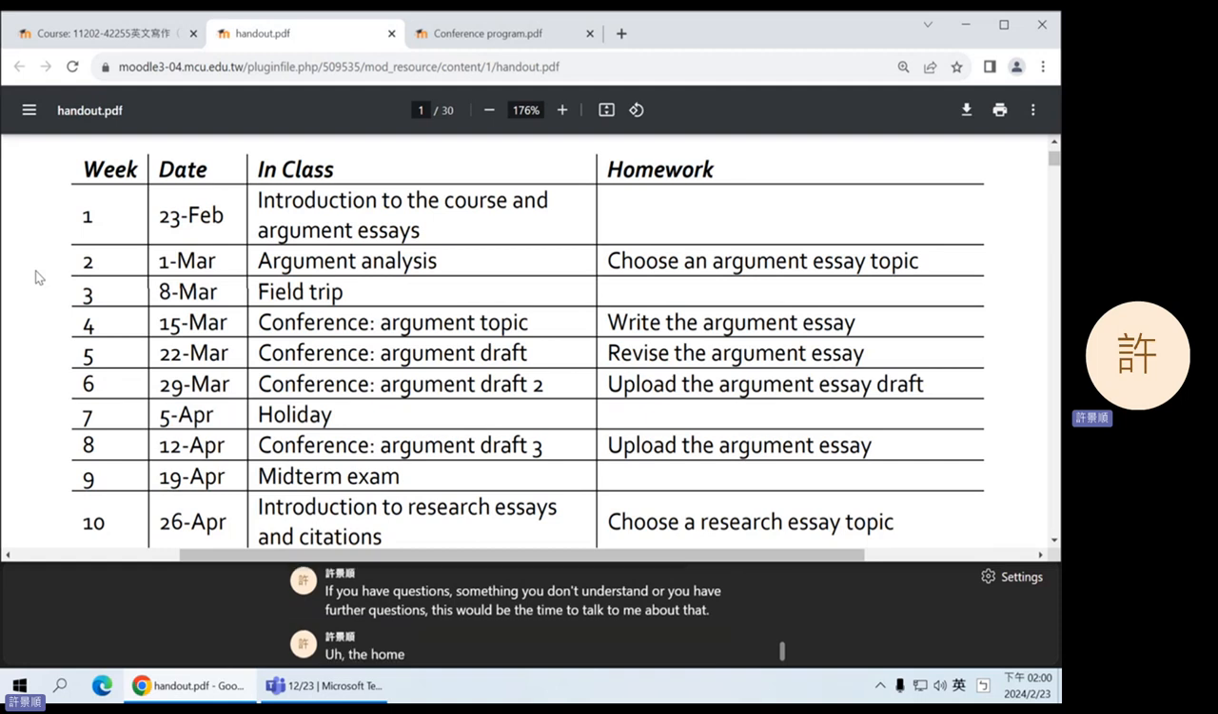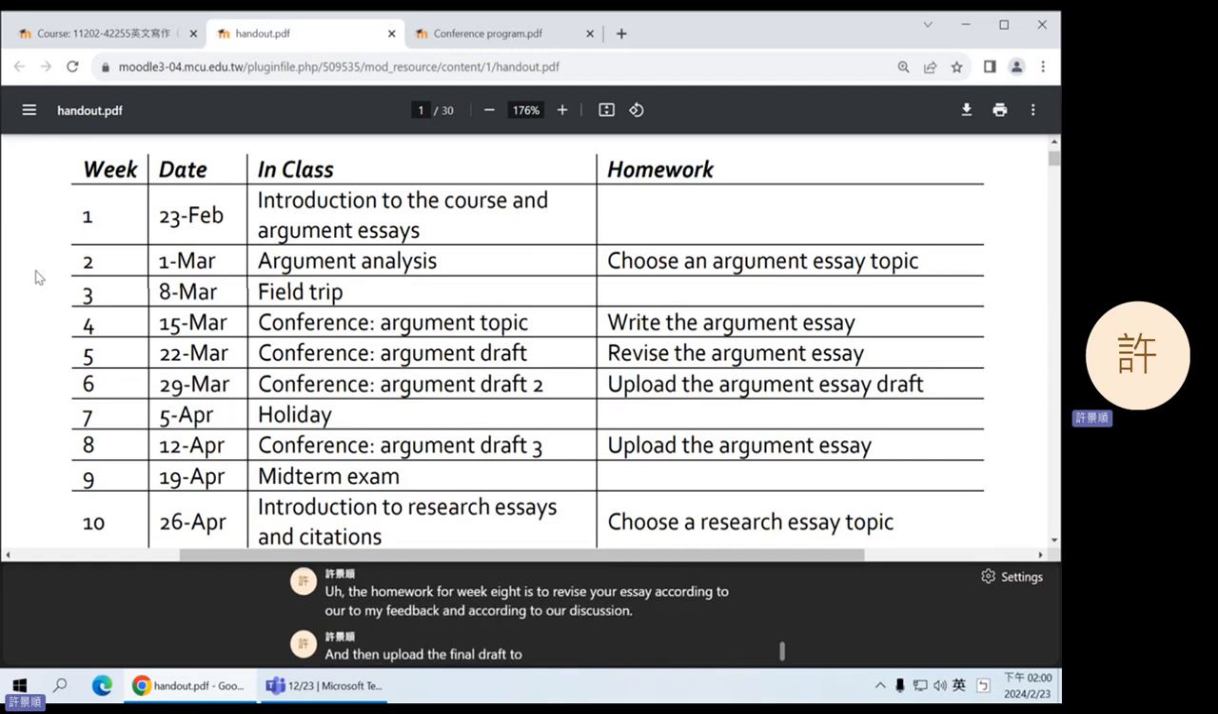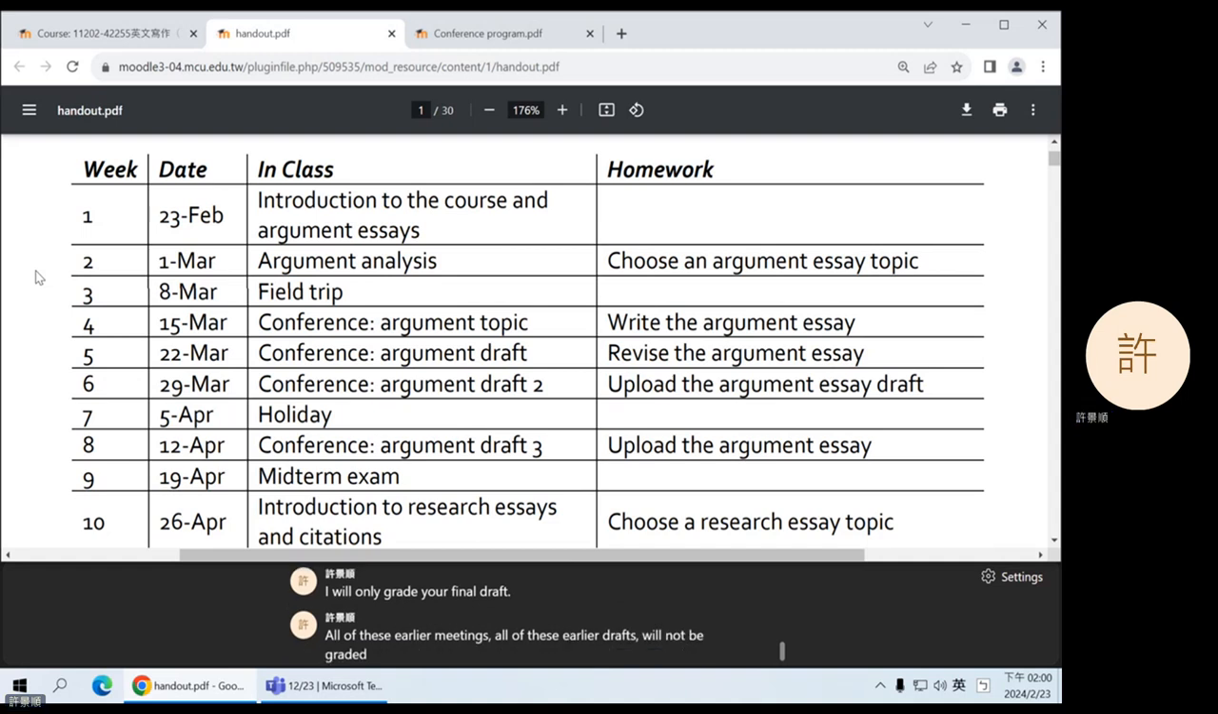The homework for week eight is to revise your essay according to my feedback and according to our discussion, and then upload the final draft to Moodle, and I will grade your final draft. I will only grade your final draft. All of these earlier meetings, all of these earlier drafts will not be graded.